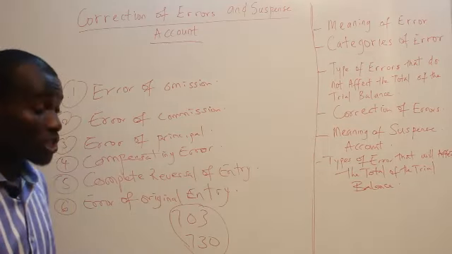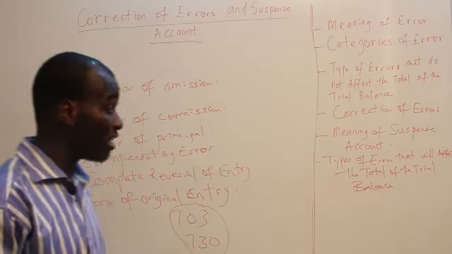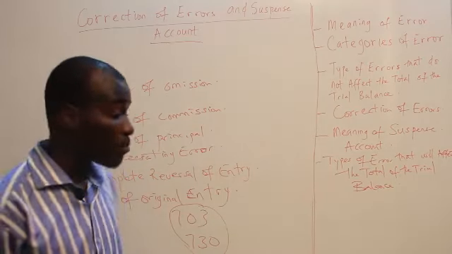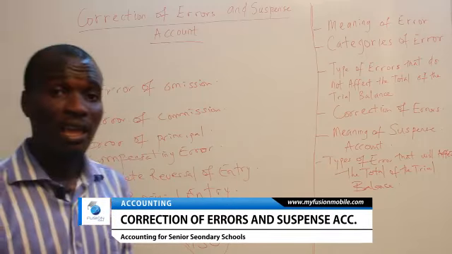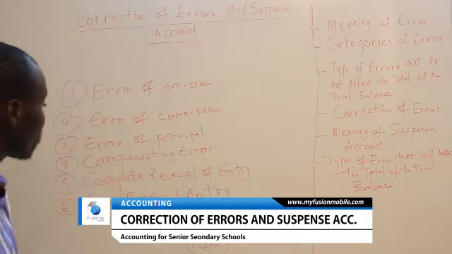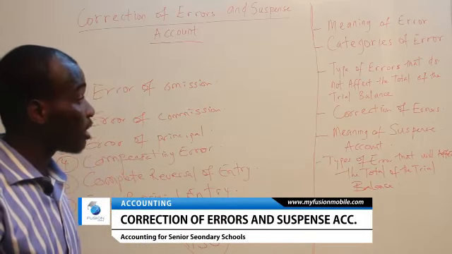So when the wrong figure is recorded in the book, that is on both the debit side and credit side of the book, that becomes errors of original entry. So how can we correct this category of error? We are going to look at that now.